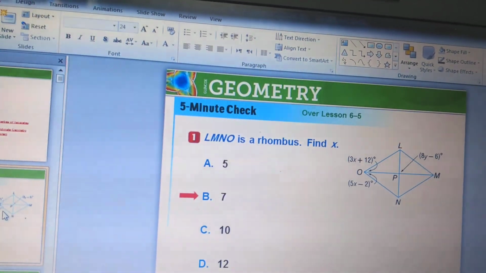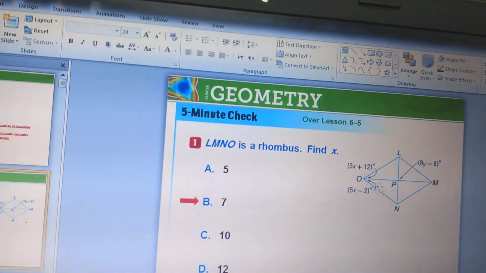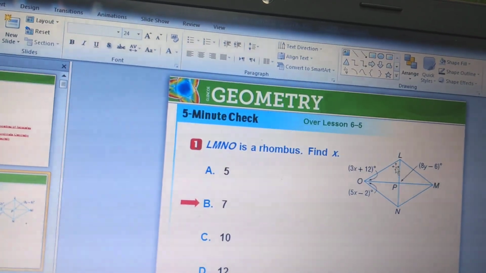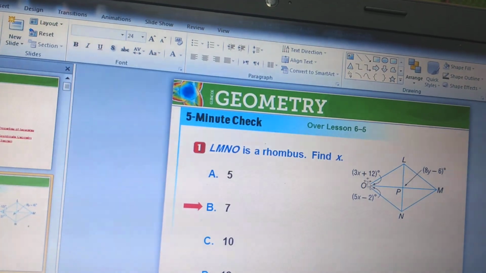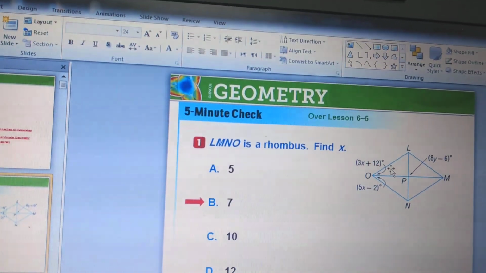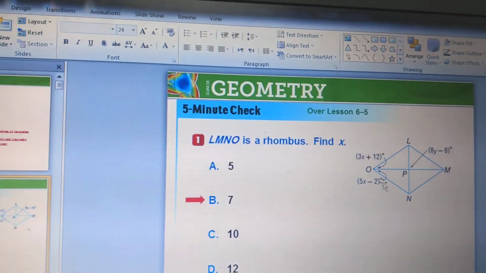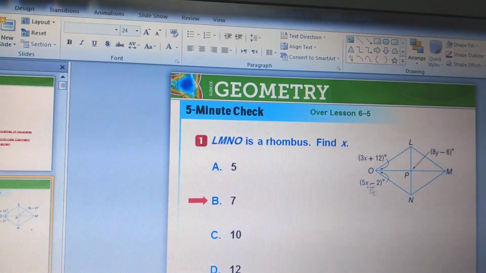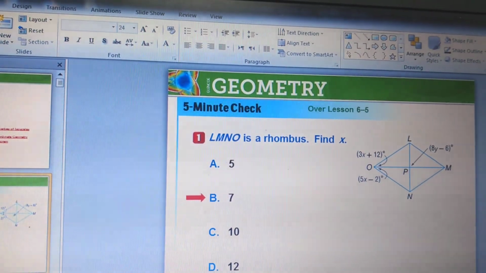LMNO is a rhombus. Find x. We can see that MO is a diagonal. This means it bisects angle LON. This means 3x plus 12 equals 5x minus 2 because MO is a bisector. Then I write 3x plus 12 equals 5x minus 2 and I solve. I will get that x equals 7.